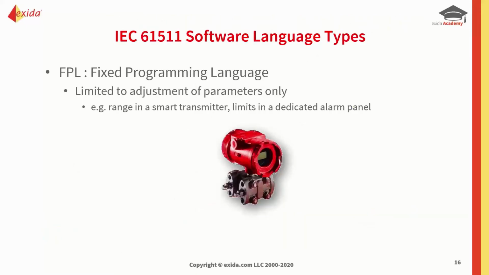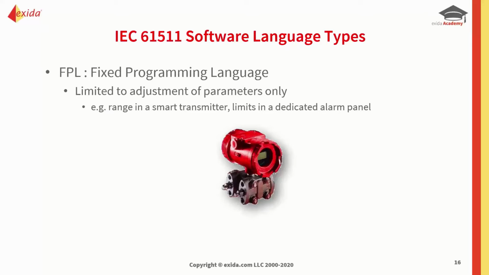1511 talks about 3 types of language. The first one is known as fixed programming language. This is probably the simplest, and it basically limits you to adjustments of parameters such as ranges in the smart transmitter, limits in a dedicated alarm panel, possibly trip points, etc. So it's very limited in what you can do. And that's known as fixed programming language.